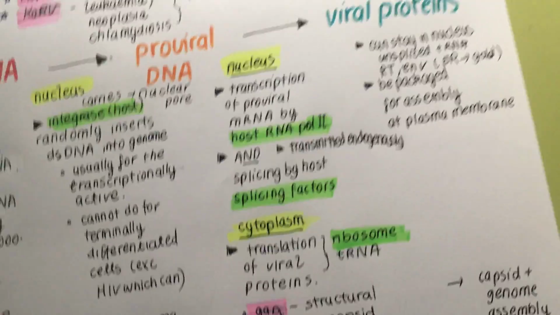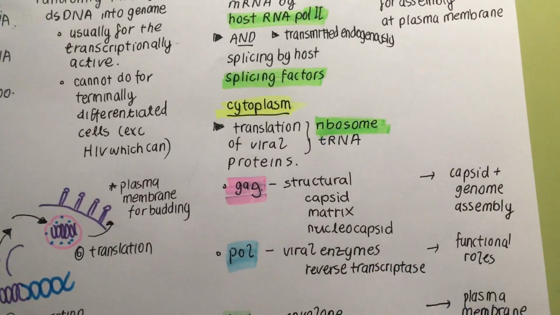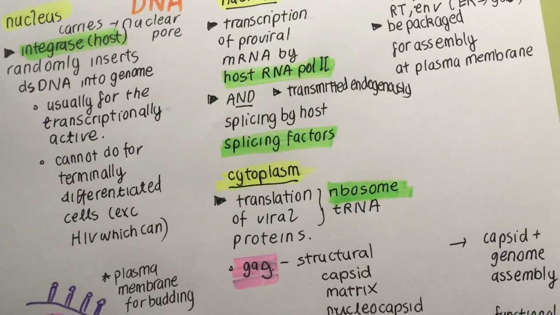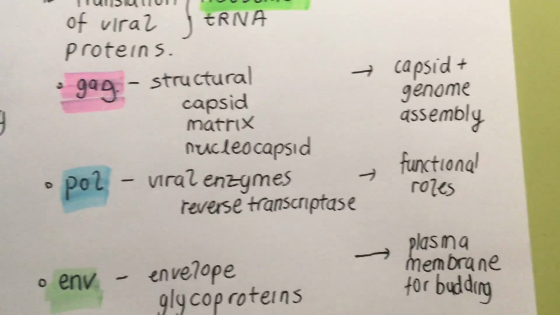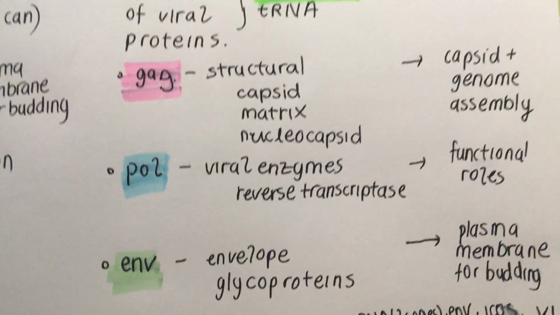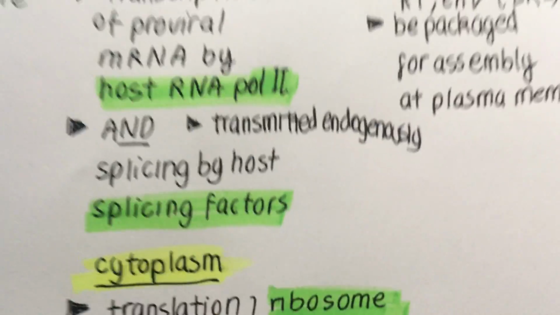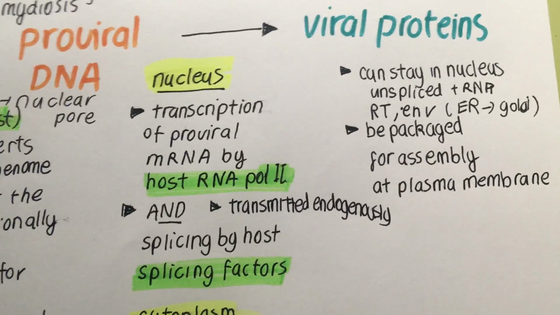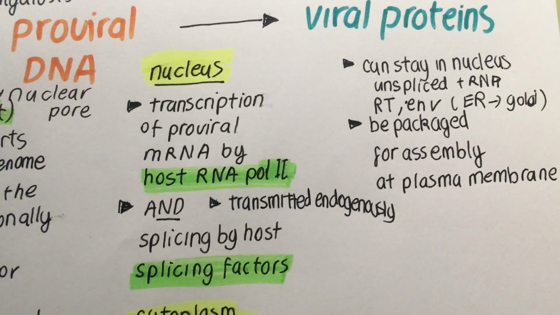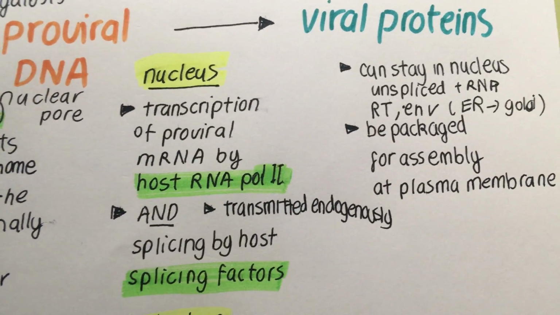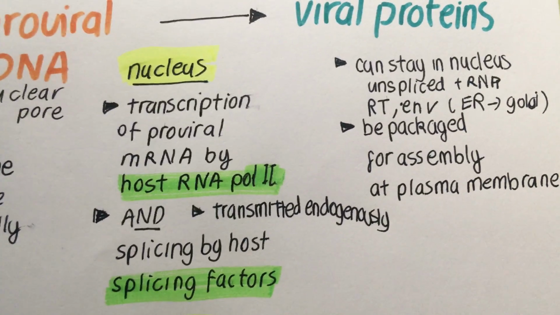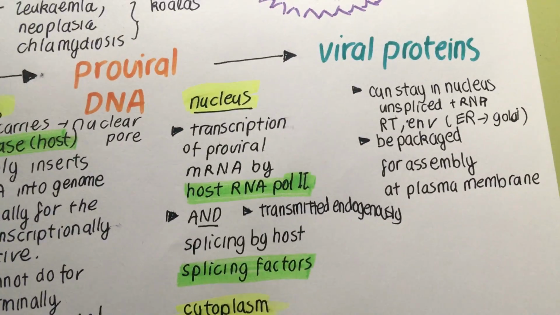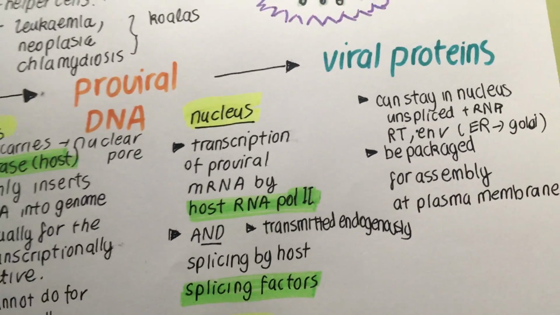And then this mRNA can move into the cytoplasm where the ribosomes and tRNAs are, and then these important proteins can be made and assembled and packaged. They can be made in the endoplasmic reticulum and then packaged into the Golgi, into vesicles where they travel and then are assembled at the plasma membrane when it matures, buds, and exits from the cell. And included in this packaging are also unspliced mRNA.